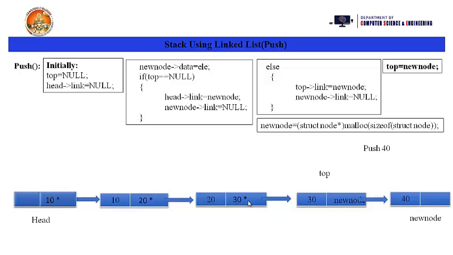Then make the new node link part as a null. Then update the top value, so it is moving to the new node. Then I am changing this link part of 30 node as a 40 pointer. So like this we are going to push the element into the stack by using the linked list.